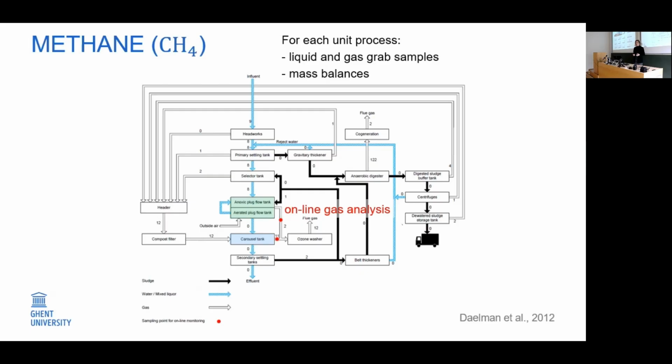Besides, for every unit process, we also took liquid and gas grab samples, and we made mass balances. And this has allowed us to quantify all of the methane mass flow rates over this whole process scheme. So you see some numbers here. The numbers indicate the mass flow rates in kilogram methane per hour.